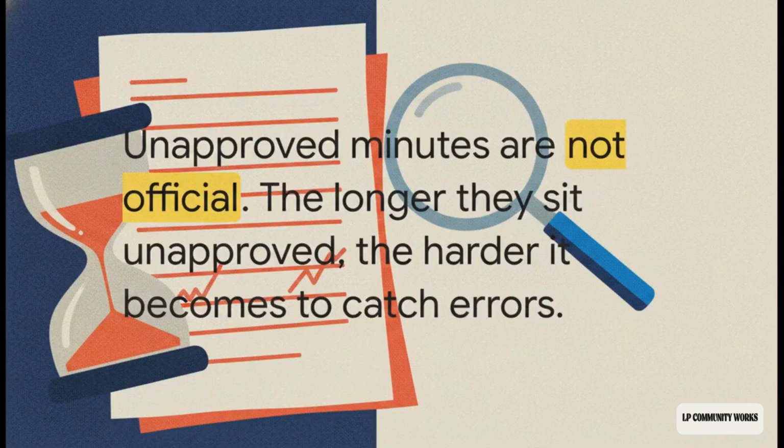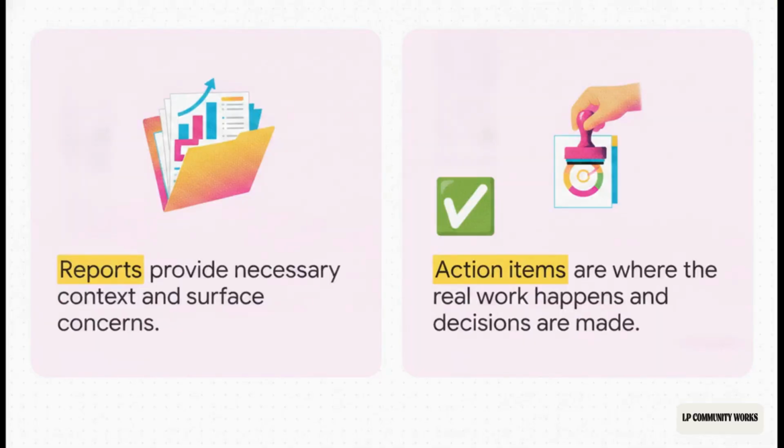The minutes are step 2 for a massive reason. You have to handle them early to legally close the record on past decisions before any new business gets opened up. If you skip them or push them to the end of the meeting, your official record is just hanging out in limbo. Unapproved minutes are not legitimate yet, and honestly, the longer they sit, the way harder it gets to catch important errors.